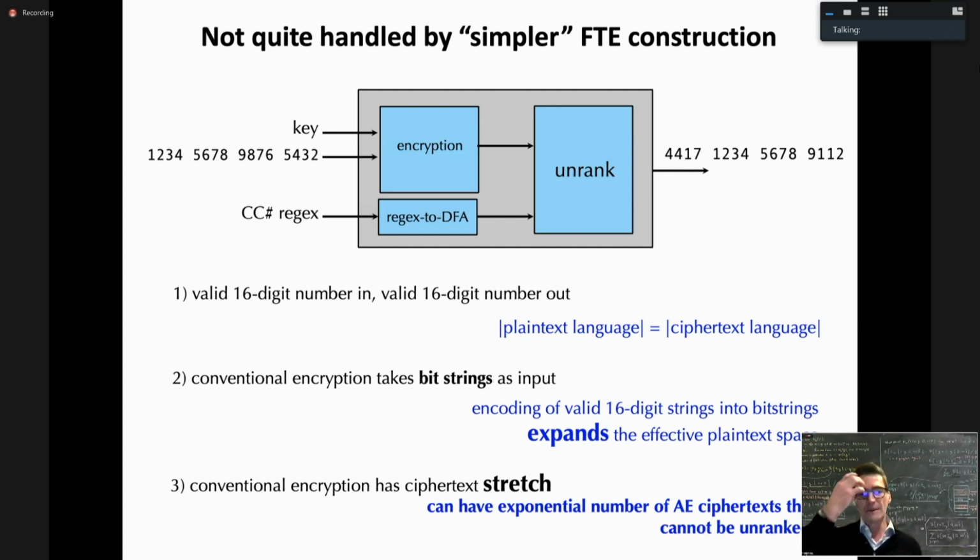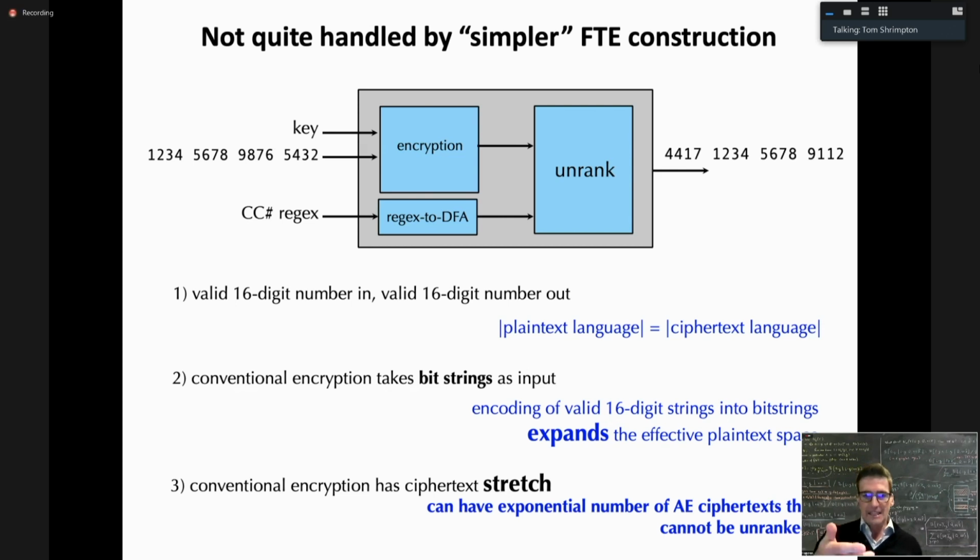particular because, if we're using this construction here, you have bit strings that need to go into encryption. If you take a valid 16 decimal digit number in, you should also get a valid 16 decimal digit number out, which tells you that the plain text language and the ciphertext language are the same size, which is good. But because conventional encryption takes in bit strings, we have to convert this thing into a bit string, which means you're going to end up expanding the effective plain text space, as we already saw.